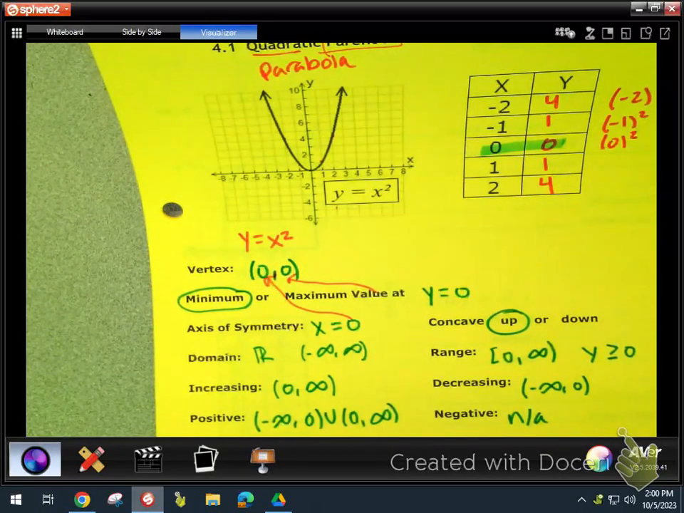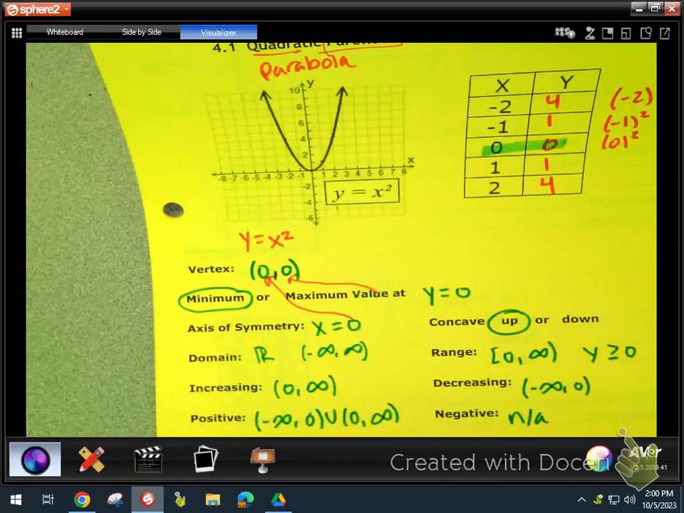Confused about positive. Why wouldn't it be just all of it? Because at 0, the y value is 0. 0 isn't positive. Okay?